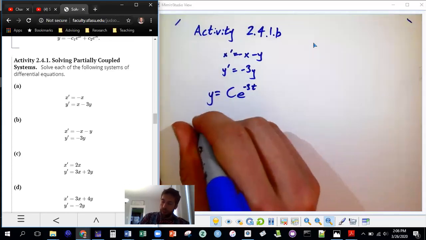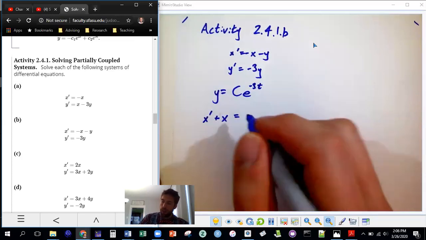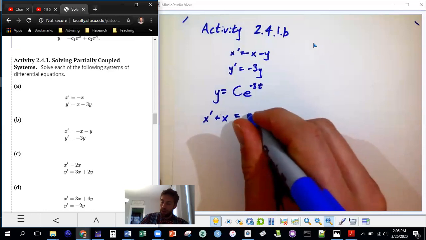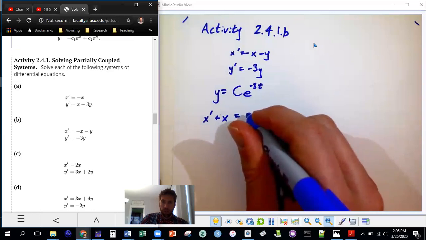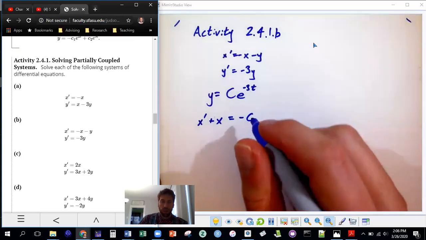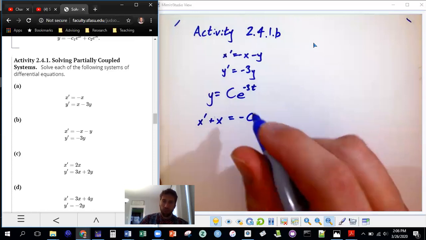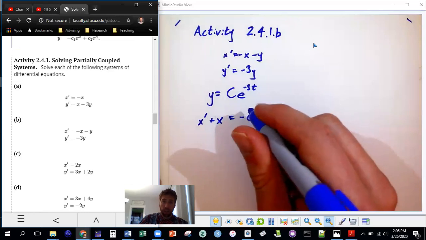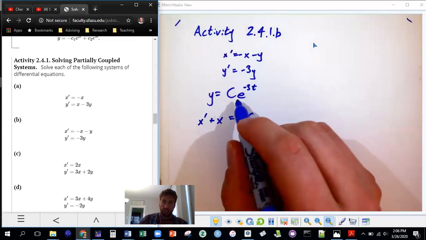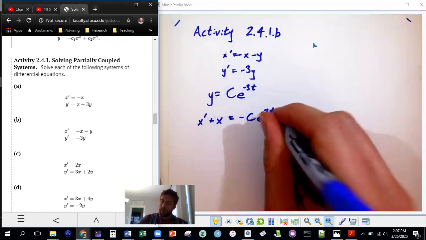So then I've got x prime, and I'll add the x to the other side, equals negative y. So then that's a, I need to keep that constant. Okay, it's negative c, well, I mean, it's an unknown constant. So yeah, we'll keep that. We won't let the constant swallow anything up, because now it's set into the y equals c times e to the negative 3t.